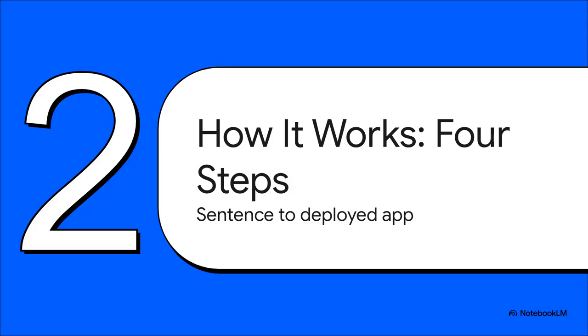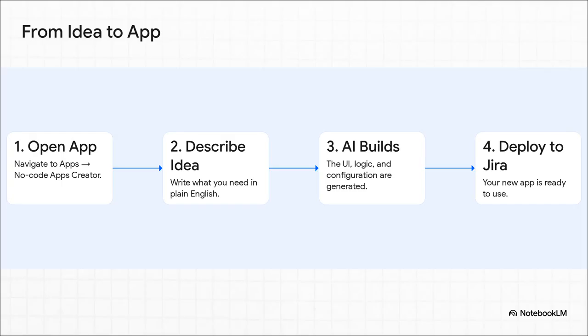Now, I know what you might be thinking. This has got to be complicated, right? But actually, the whole process is designed to be ridiculously fast. Let's walk through how you can go from just a simple sentence to a real deployed app in practically no time at all. It seriously boils down to just 4 steps. 1. You pop open the app creator in Jira. 2. You just write out what you need, in plain English. 3. The AI does the heavy lifting in the background, building out everything. And 4. You click deploy. That's it. Your new app is live and ready for your team to use.